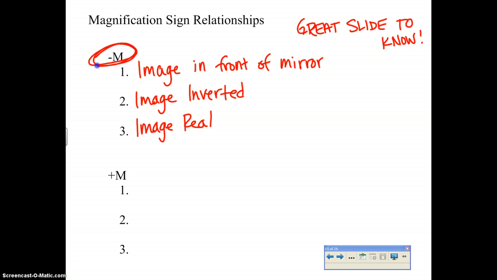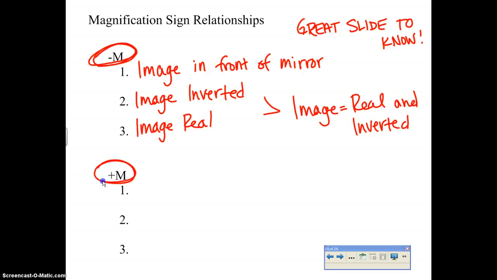One thing I want you to notice right now is that if I ever ask you about the image, you're always going to tell me two stipulations. You're either going to tell me real and inverted, or, with a positive m, what we're talking about is the opposite of what you see above. So for a negative m, the image is in front of the mirror. A positive m would mean that the image is behind the mirror. Also, instead of the image being inverted, that would mean that the image is upright.